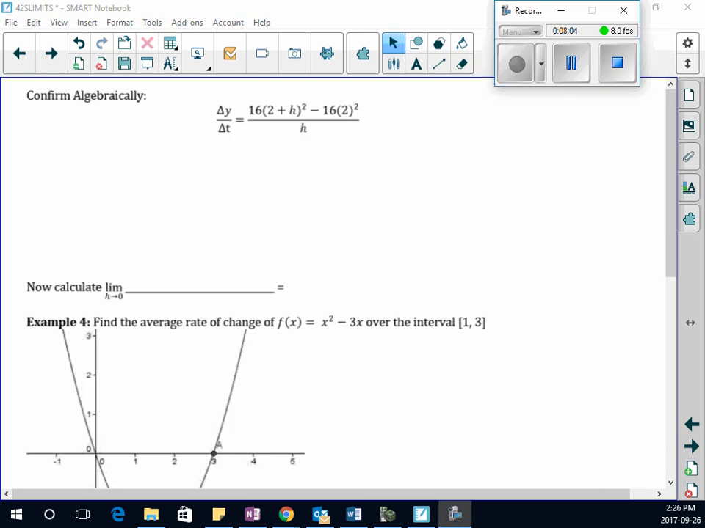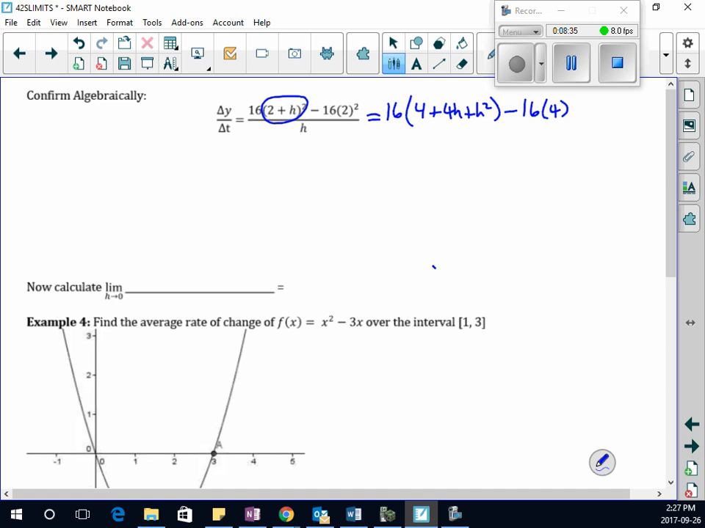So we are going to simplify this. Let's see how good we are. How do you do that? You need to expand by FOIL. So what do we get? 16, what is 2 plus h, the whole thing squared, going to be? 4 plus 4h plus h squared minus, I'm just going to put 16 times 4. I'm going to do one step at a time, all over h.